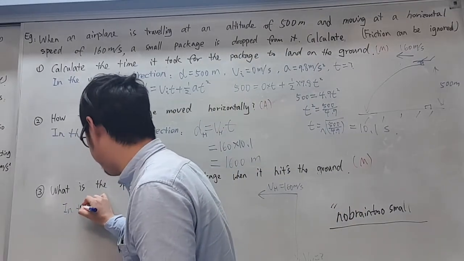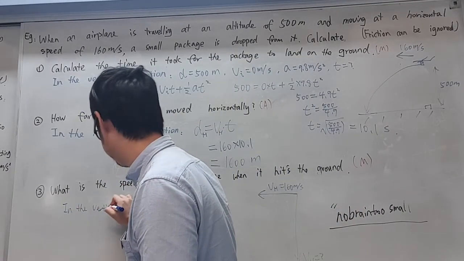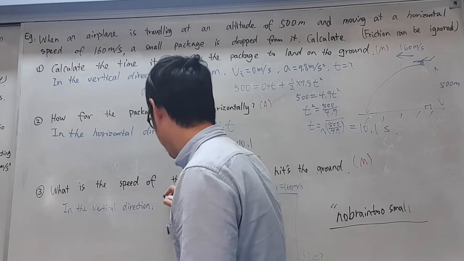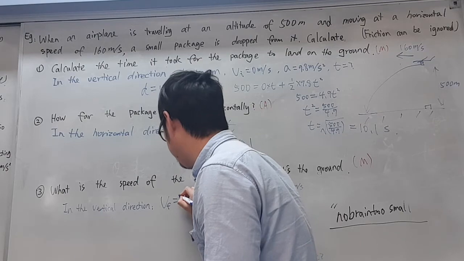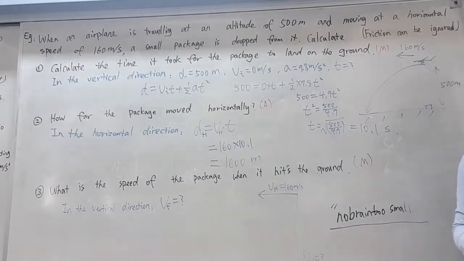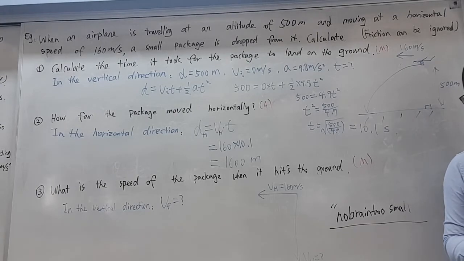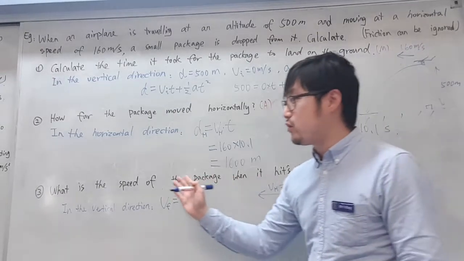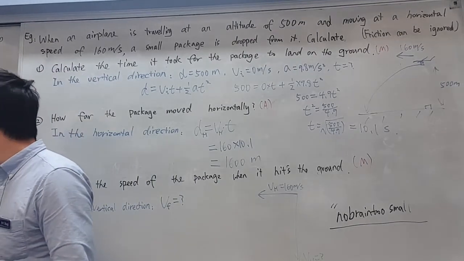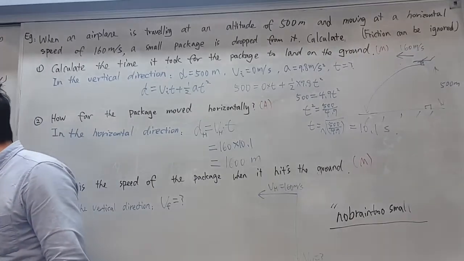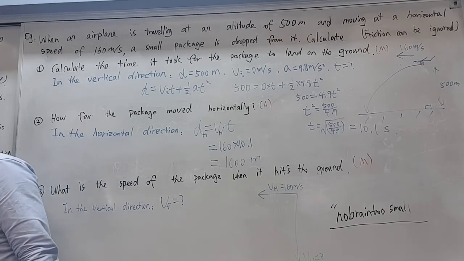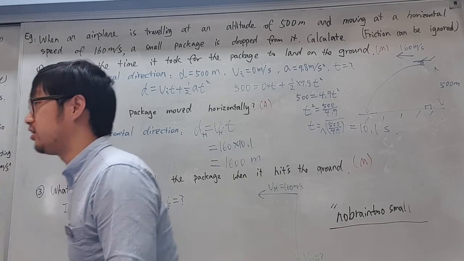So in the vertical direction, we want to know what V final equals to. Okay, we're coming back to the vertical direction. Well, what equation can I use to find the final speed? There's final speed there, I can use that one. Final speed, I can use this one, or I can use this one. So this one is actually going to be the easiest one, okay? So I'm just going to use that one, okay?